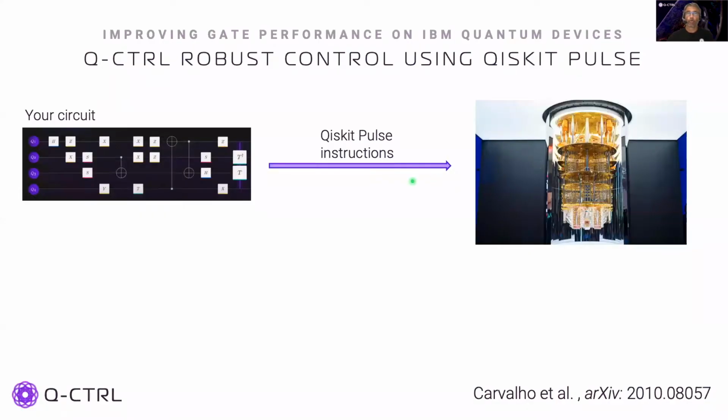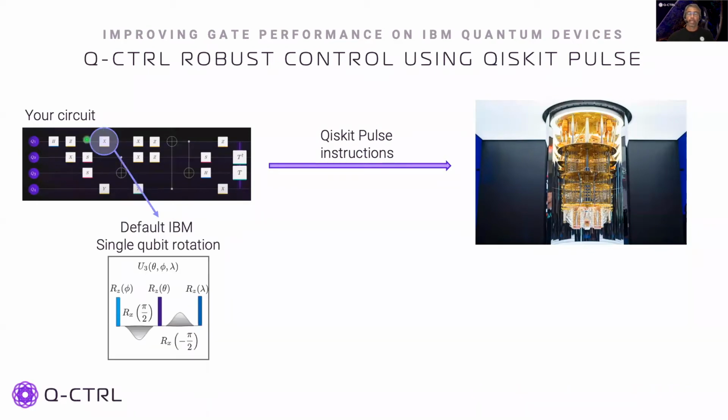Let's start with the following scenario. Imagine that you have a quantum circuit representing an algorithm that you want to solve using a quantum computer. The circuit is composed of multiple gates that, at the hardware level, are implemented through a real physical interaction with the qubit. Let's take this single qubit rotation, for example.